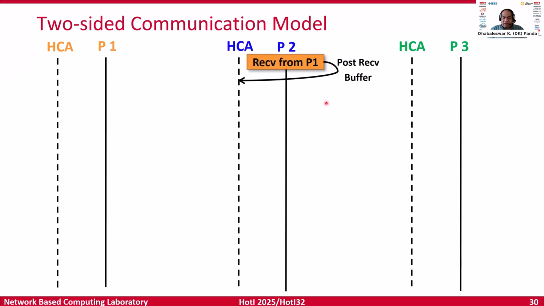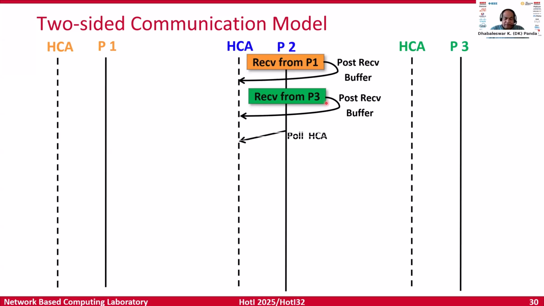In the beginning, before I receive something, typically I want to get very high performance, so I post some receive buffers. It's just like the mailbox I mentioned: if I want to hear from somebody, my mailbox should have some memory. Here I post a receive buffer with some information. We'll see that later on. Similarly, I also want to get another message from P3. So I'll post two buffers, one for P1 and one for P3.